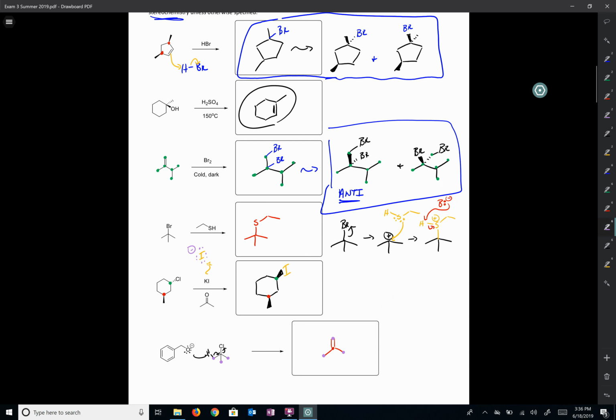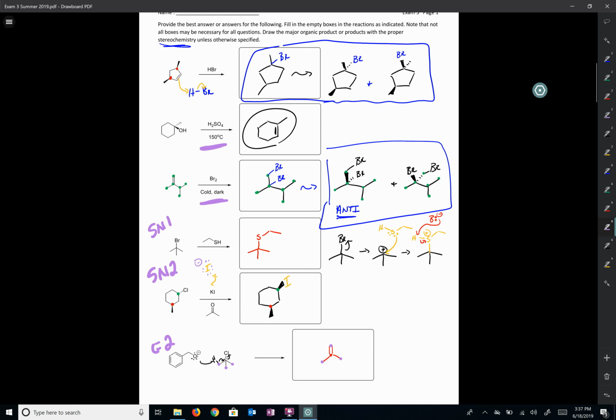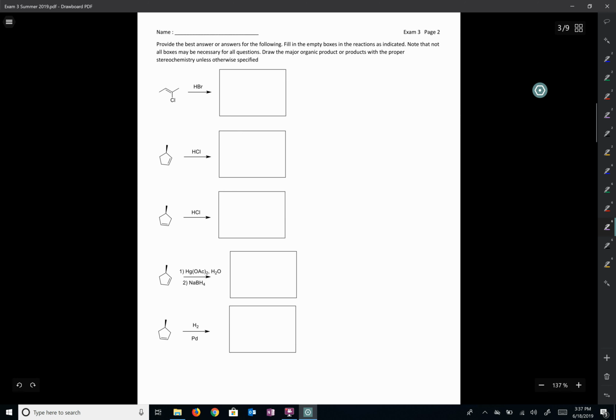All right, so at the top, starting all the way back up here, addition reaction to an alkene. Right below that, we're doing elimination with sulfuric acid, a dehydration reaction. Addition of bromine, halogenation. Right here, SN1. SN2, E2 here. All right. I think we'll finish up page 2 on this video, and then we'll go on to the next one.